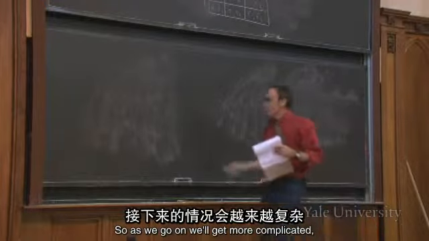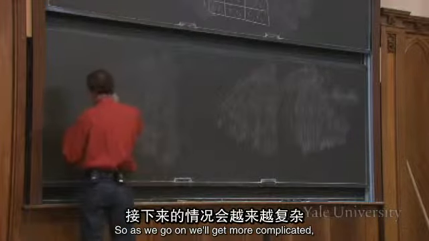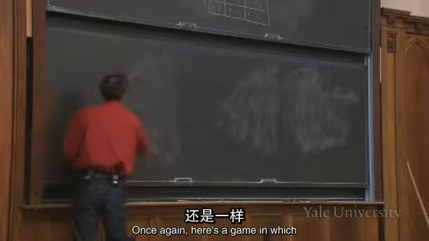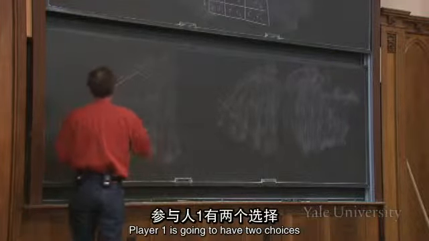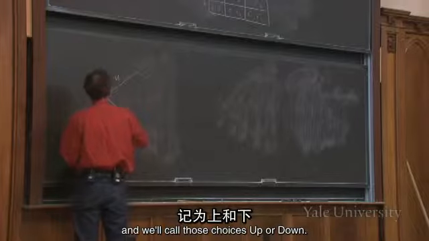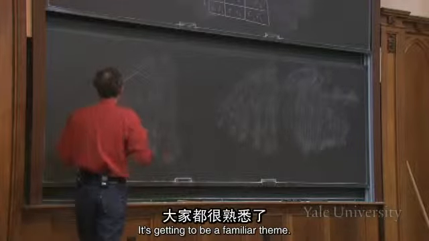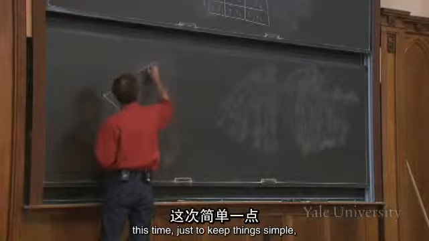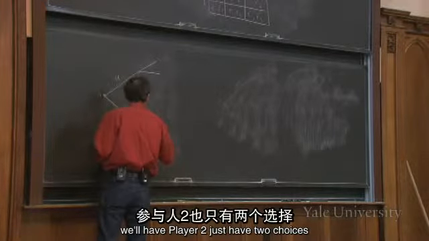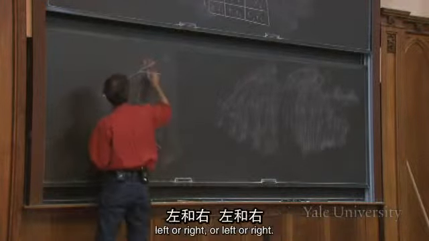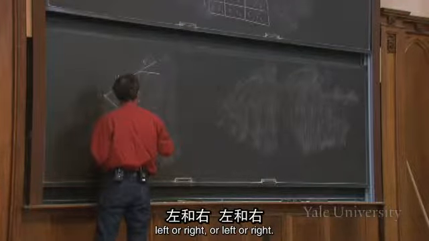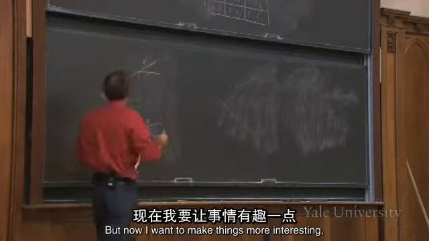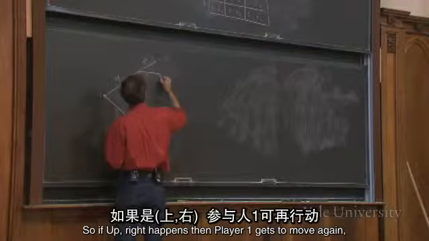As we go on, we'll get more complicated, so let's get a little bit more complicated now. Once again, here's a game in which player one is going to have two choices, and we'll call those choices up or down. It's getting to be a familiar theme. And once again, player two is going to move next, and this time, just to keep things simple, we'll have player two just have two choices, left or right. But now to make things more interesting, let's have player one move again.